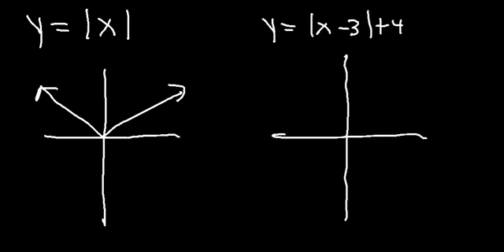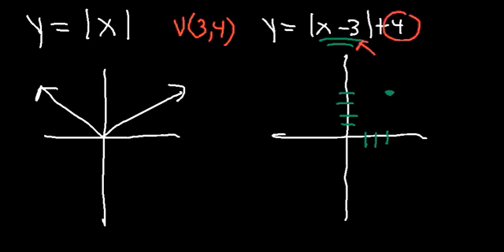First, we need to find the vertex. So we need to move 3 to the right because we have a -3 on the inside, and up 4. Kind of like the last problem, the vertex is 3, 4. You change what's on the inside, but you don't change what's on the outside.